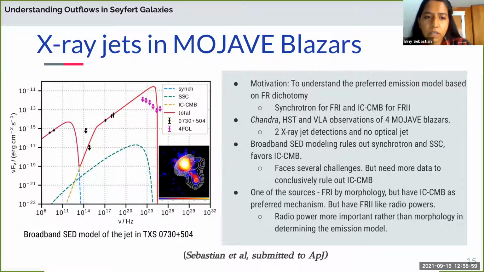Also, it was interesting that one of our sources, which was an FR1 source, still required an IC-CMB model to explain the SED. So it was previously suggested that the radio power is more important than the radio morphology itself. And for this source, the radio power was more like an FR2 source rather than an FR1. And so all this needs to be explored in more detail. And that's where I'll stop.